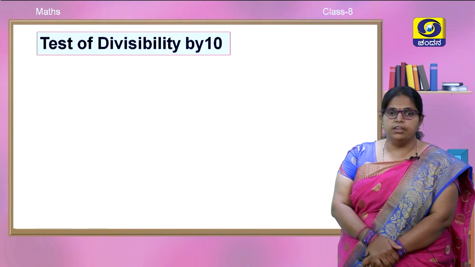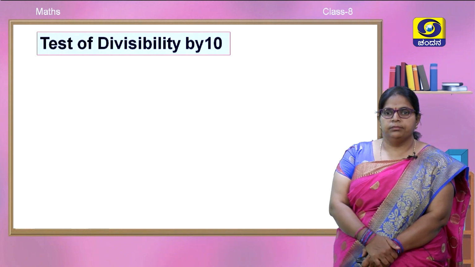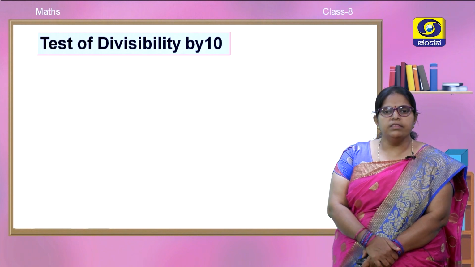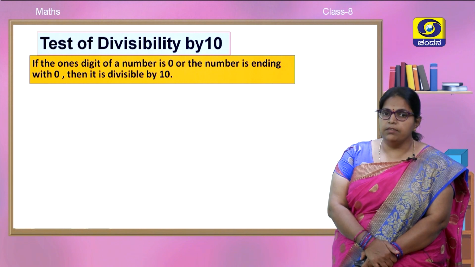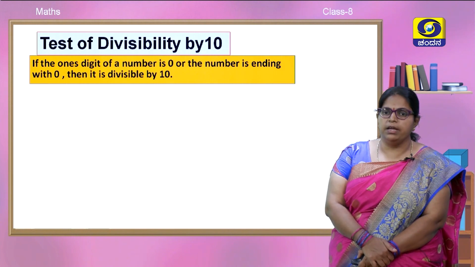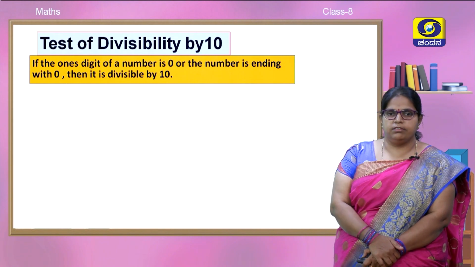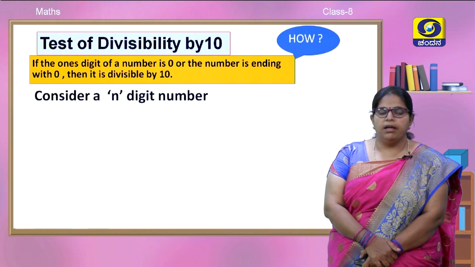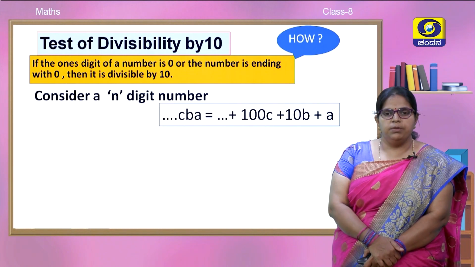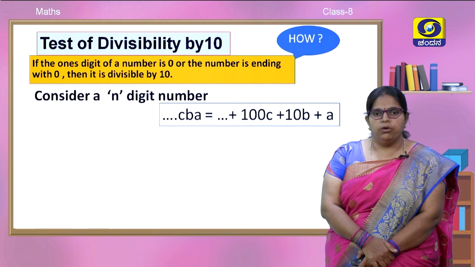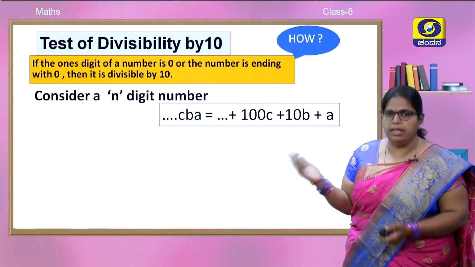Now, let us recall the divisibility by 10. If the ones digit of a number is 0, then the given number is completely divisible by 10. Let us check how it works. Consider an n digit number and expand it. CBA is equal to ... plus 100C plus 10B plus A.